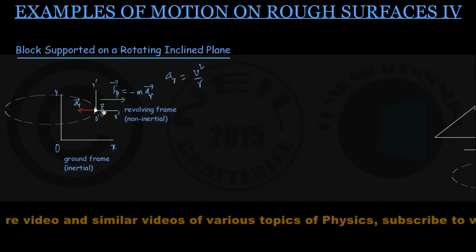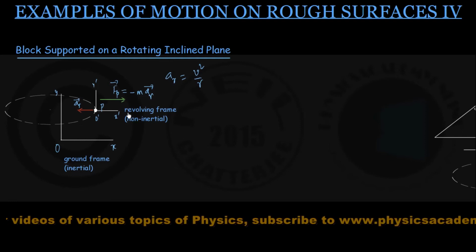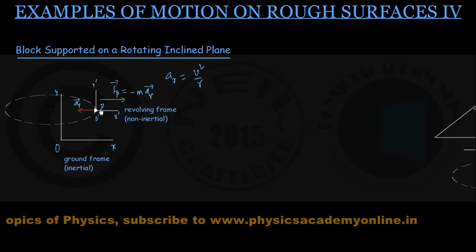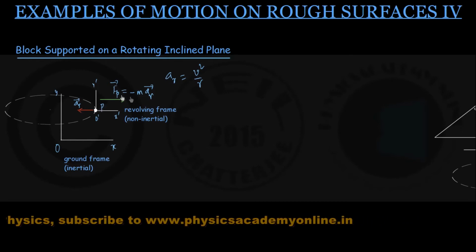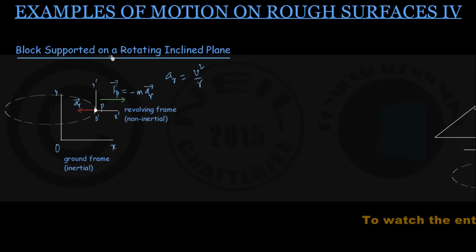In the ground frame, the particle has only real forces acting on it, but from a frame which revolves along with the particle, it has real forces acting on it as well as a pseudo force given by minus m a_R, which means the direction of the pseudo force is opposite to the acceleration of the particle, and its magnitude is given by the product of mass and the acceleration of the frame from which the particle is being observed. Keep this in mind.